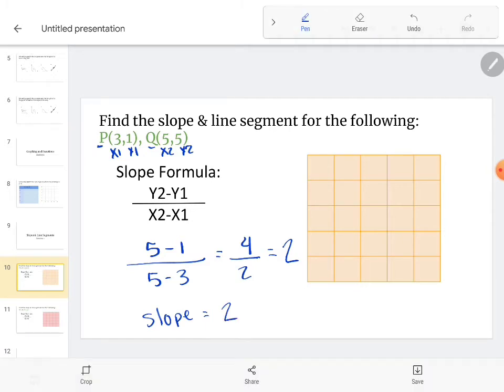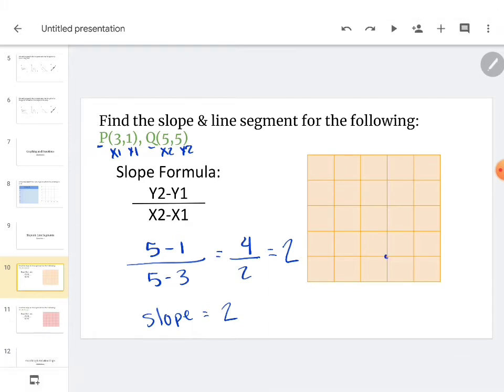Well, now we want to graph these points. So if we look at our P, we have 3, 1. We're going to go over 3, up 1, and that'll be our point right there. For Q, we're going to go over 5, up 5. That'll be our point right there. And we will get a line similar to this one. Not quite as messy, but similar.